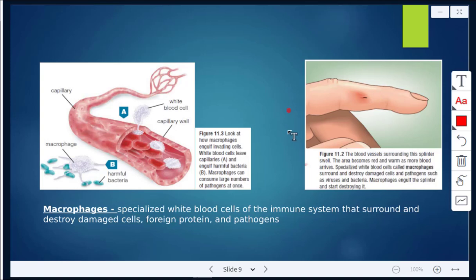Here, 11.2 figure, we're looking at a splinter, and the blood vessels surrounding the splinter will swell. It'll become red and warm as more blood arrives there. And then again, the macrophages, those specialized white blood cells, they will surround and destroy the damaged cells as well as pathogens like viruses and bacteria. They'll also engulf the splinter and start destroying it.